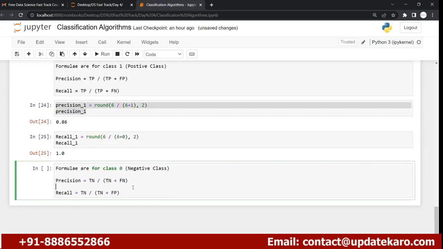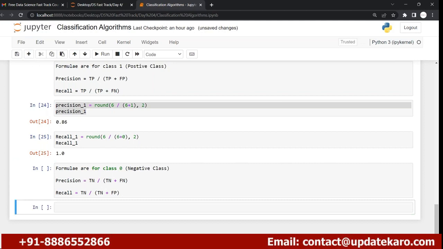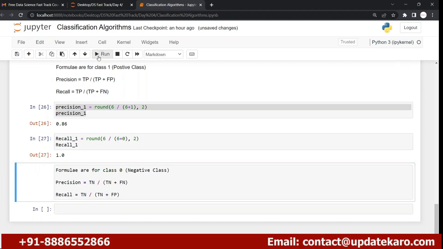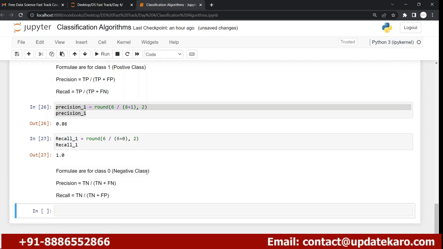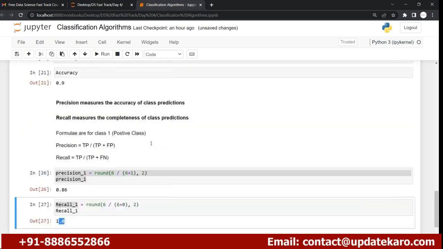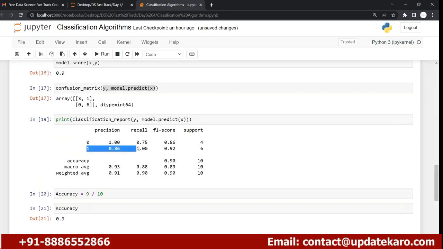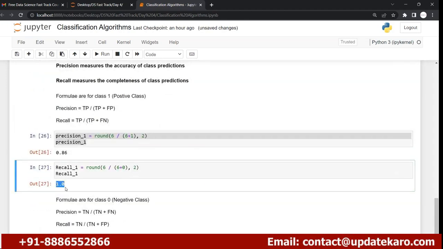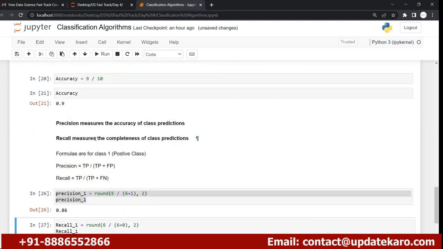Now what about the formulas for class 0? So here these are the formulas for class 0. Let me create a new cell. These are invalid syntax, I'll just make it a markdown cell. Now here you can see, guys, the recall value for class 1 is 1. Correct. So here we just cross-checked that the recall value is 1, and recall basically measures the completeness of your class prediction, of your positive predictions, right?